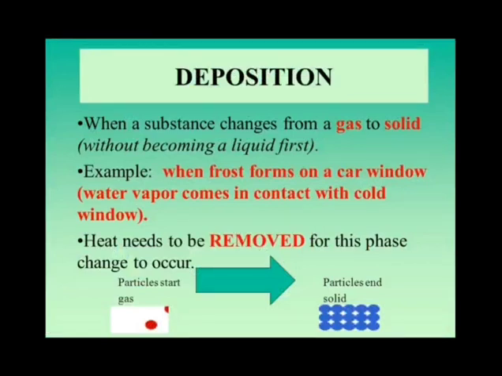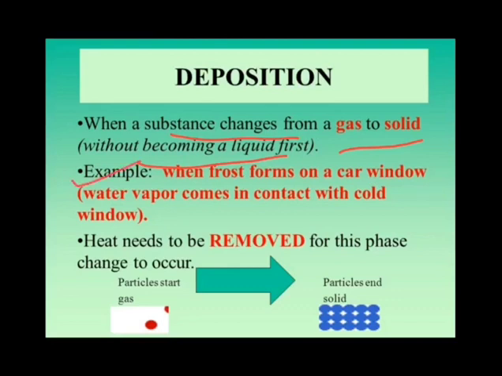The process when a substance changes from a gas state to solid state without becoming a liquid first is known as deposition. So the process in which the gas state directly changes into the solid state without converting into the liquid state, that is known as deposition. There are so many examples of deposition also.